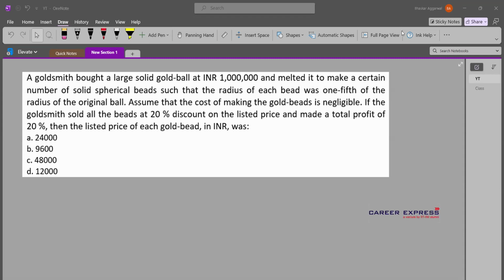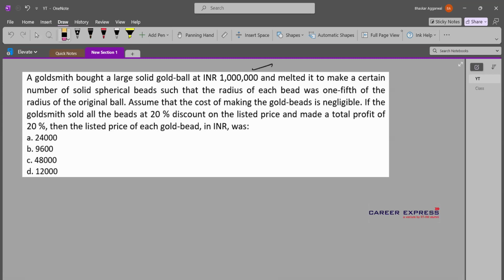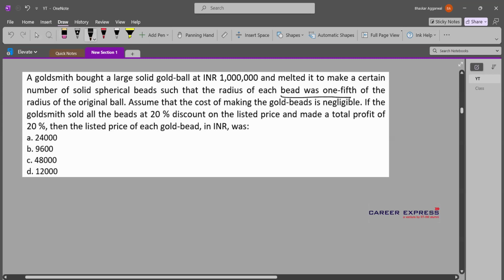This is the question from IPMAT Indore 2023 paper, QA section. So here we are given the information. A goldsmith bought a large solid gold ball for rupees 10 lakh. So he melted it to make a certain number of solid spherical beads such that the radius of each bead was 1/5 of the radius of the original ball. So now this information will help us calculate the total number of small beads formed out of this big ball.